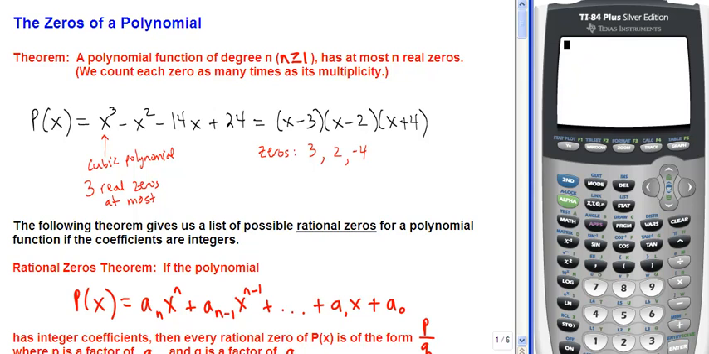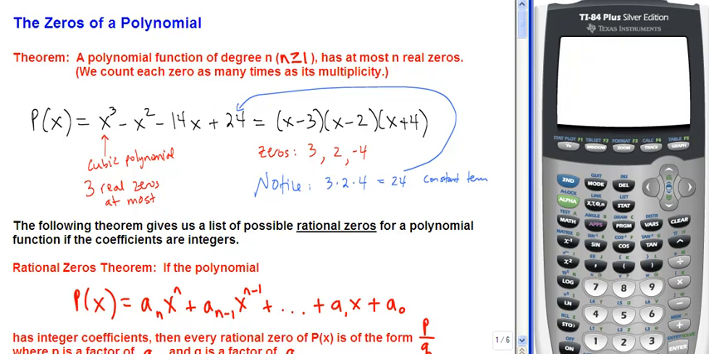Now what I want you to notice here is what happens if you were to multiply 3 times 2 times 4. I'm going to ignore the sign for a moment. 3 times 2 is 6. 6 times 4 is 24, and lo and behold, that 24 is exactly the same as the constant term on the end of our polynomial.